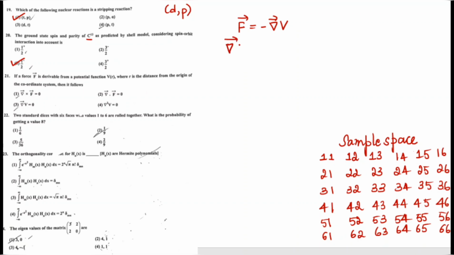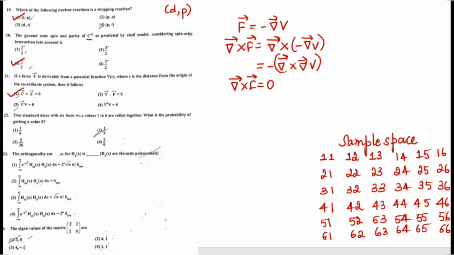What is the curl of F vector? On the RHS also I need to do the curl of minus gradient of V, where V is your potential. So take the minus sign out of this curl. So we get curl of gradient of V. From the property, the curl of the gradient of any scalar function is 0. So according to the property, I can say that curl of F vector is equal to 0. So option 1 is the right option.